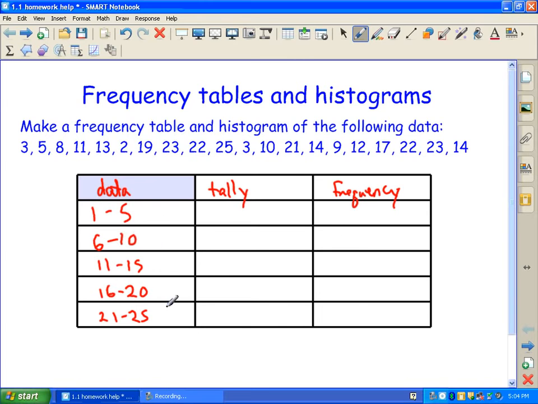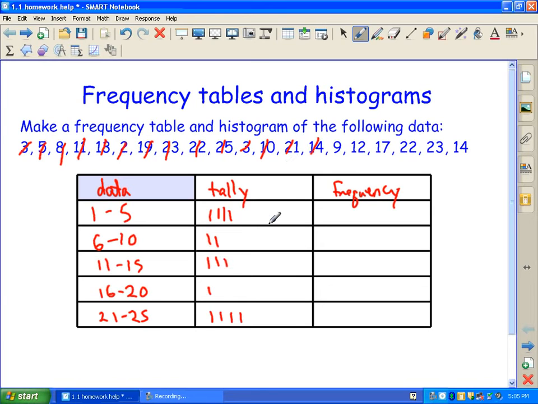Once I have made up my intervals, then all I have to do is go through my data and mark them in the correct interval, using tally marks. So the 3 would go here, and so would the 5. 8 goes down below, and I notice that I am crossing these off as I go because I want to make sure that I don't miss any, and I want to make sure that I don't count any twice. So when I'm going through my data, I always cross them off while I'm doing this. And so I'm just going to finish these up quickly.